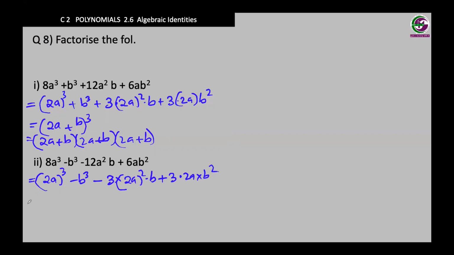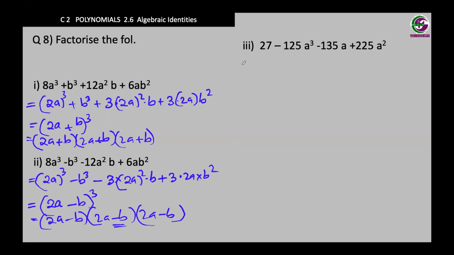Yeah, this is matching. So we can say the first term is 2a, minus b, power 3. Or we can rewrite it as 2a minus b, 2a minus b, times 2a minus b. This is the factorization of this question.